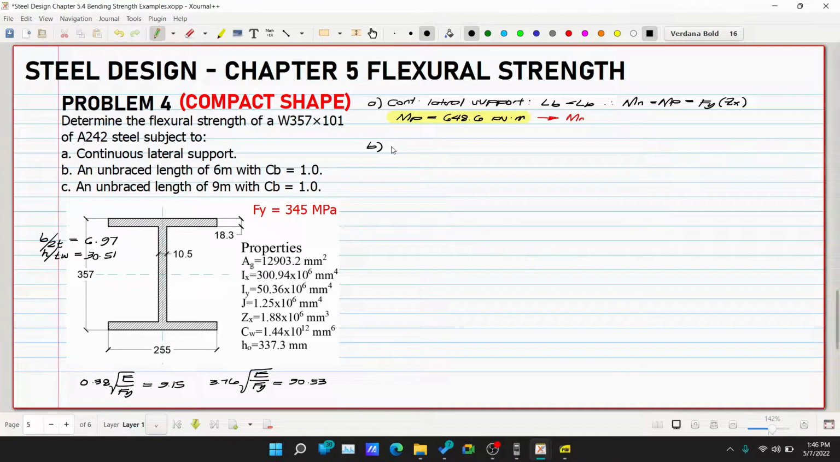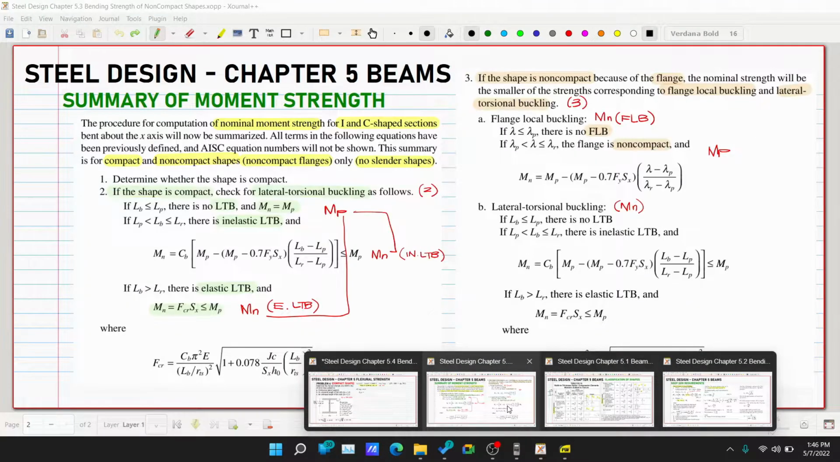Letter B, an unbraced length of 6 meters. So, our Lb is equivalent to 6 meters. Then our Cb is equivalent to 1.0. So, we need to solve for Lp and Lr. Let's go first to Lp. The equation of our Lp is this.